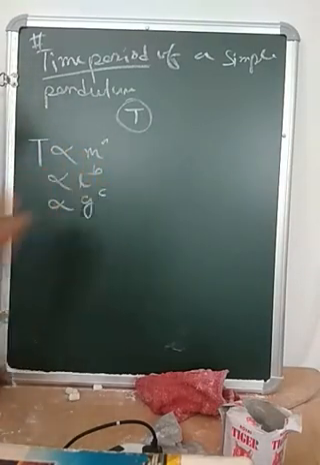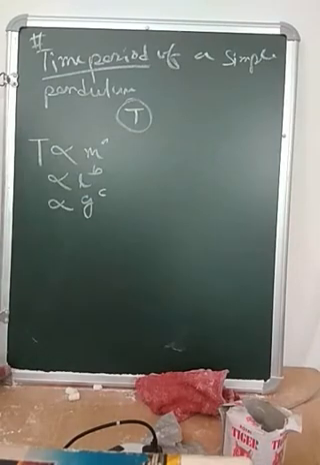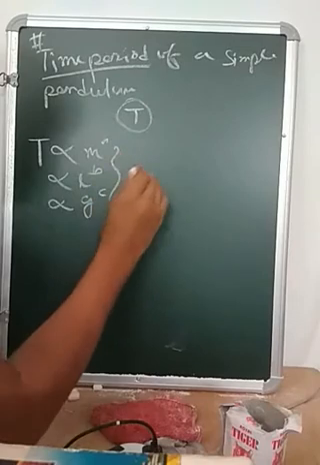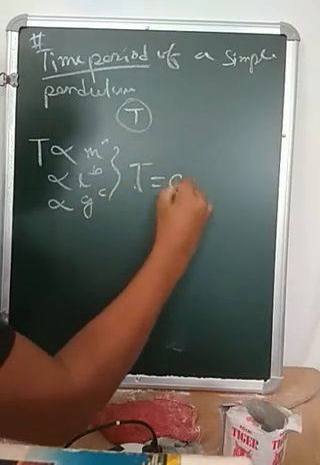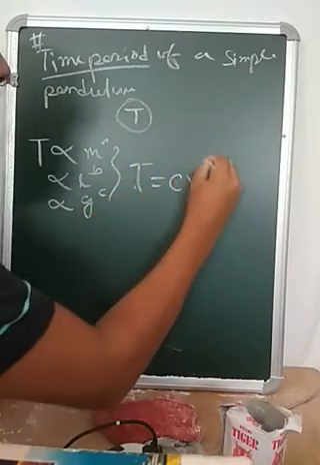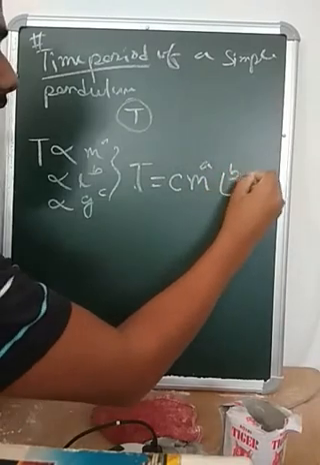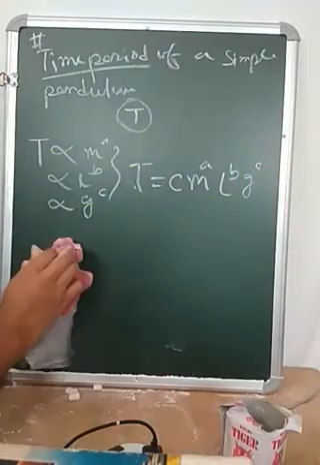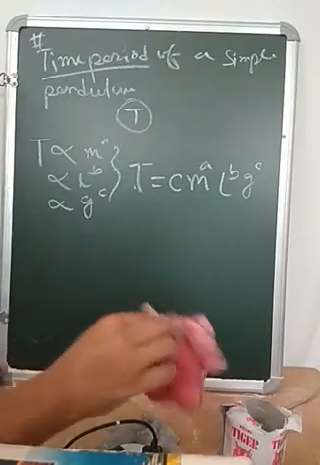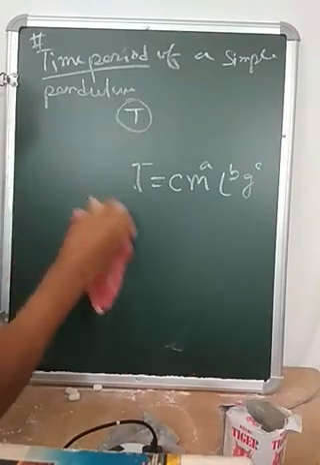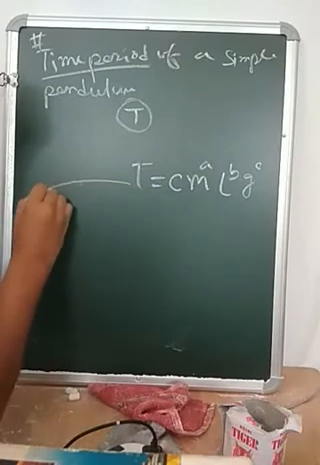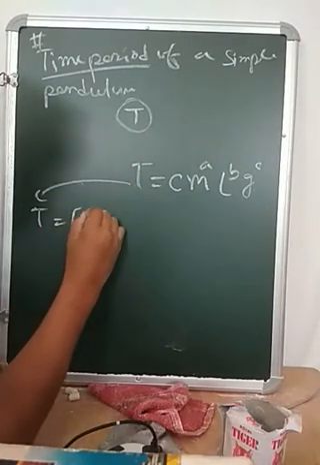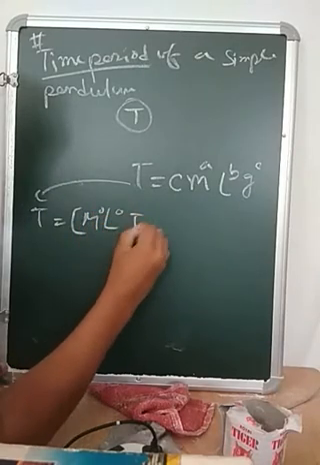Sorry, g to the power c. Okay, so how can we write this? T is equal to, suppose a proportionality constant, k, times m to the power a, l to the power b, and g to the power c. Writing down the dimensional formula for the left hand side and right hand side: for the left hand side, the dimensional formula of T is m⁰ l⁰ t¹.